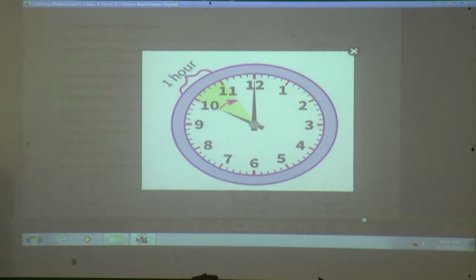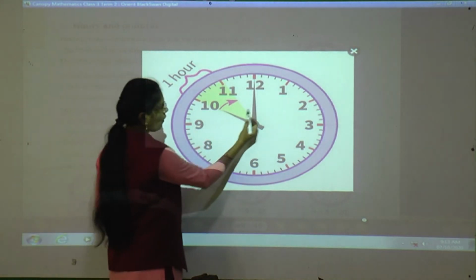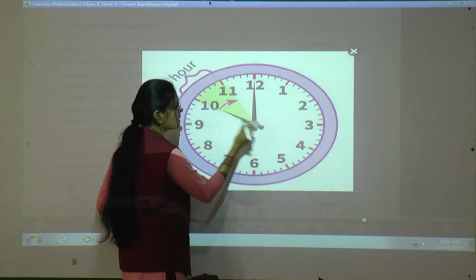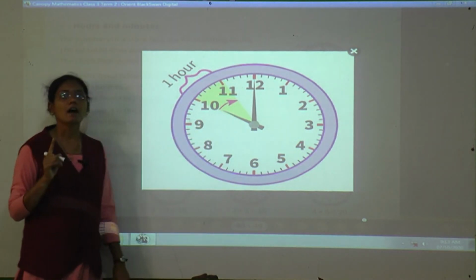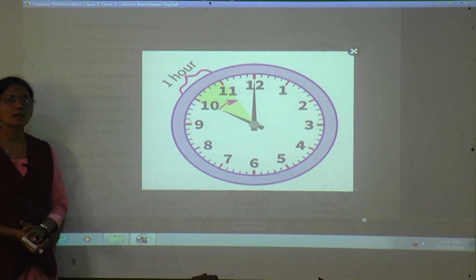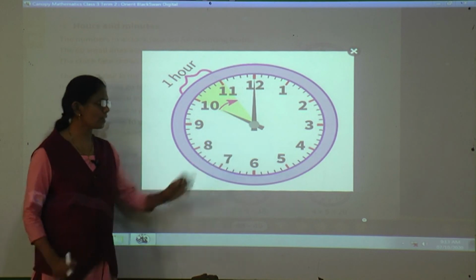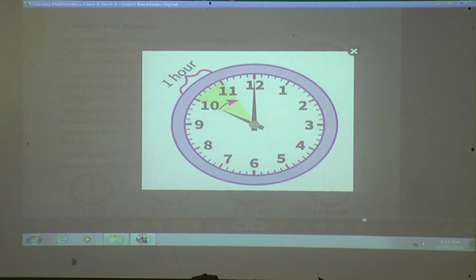See here, in a clock there are two hands. One is short and one is long. The short hand is called the hour hand, and the long hand is called the minute hand.